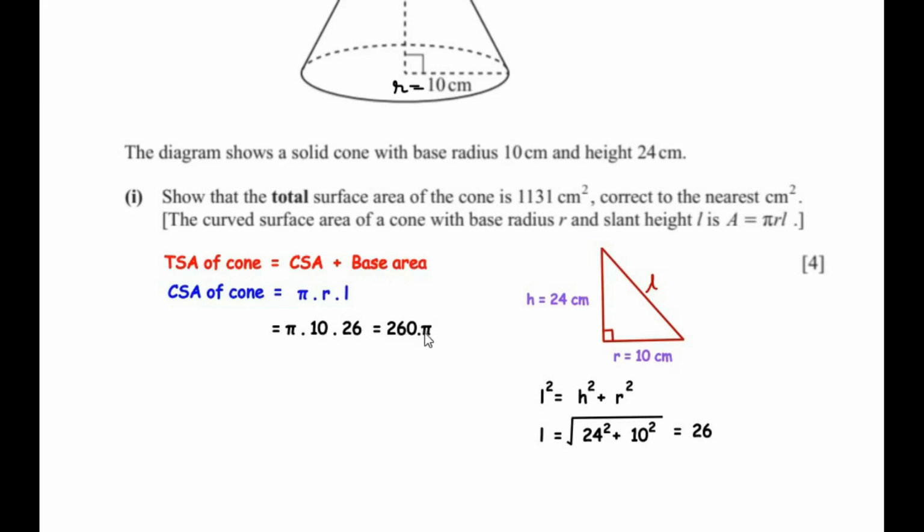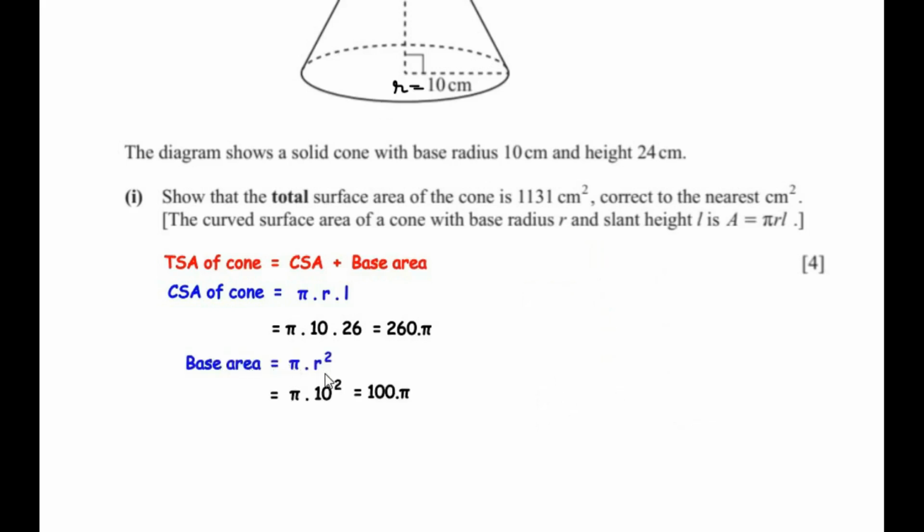Now I'm going to keep the pi as it is over here since it is an intermediate step. We'll be taking its value at the end. Now moving on to the base area. We can see that the base area of the cone is a circle. So we are going to make use of the area of a circle formula. So base area is equal to area of circle, that is pi r square. R is 10. So we have written here pi times 10 square, which gives us 100 pi.